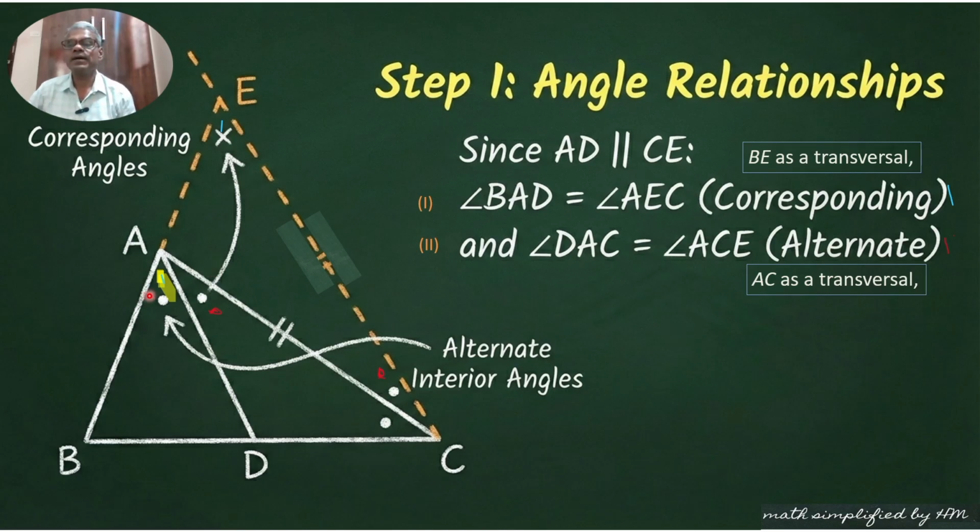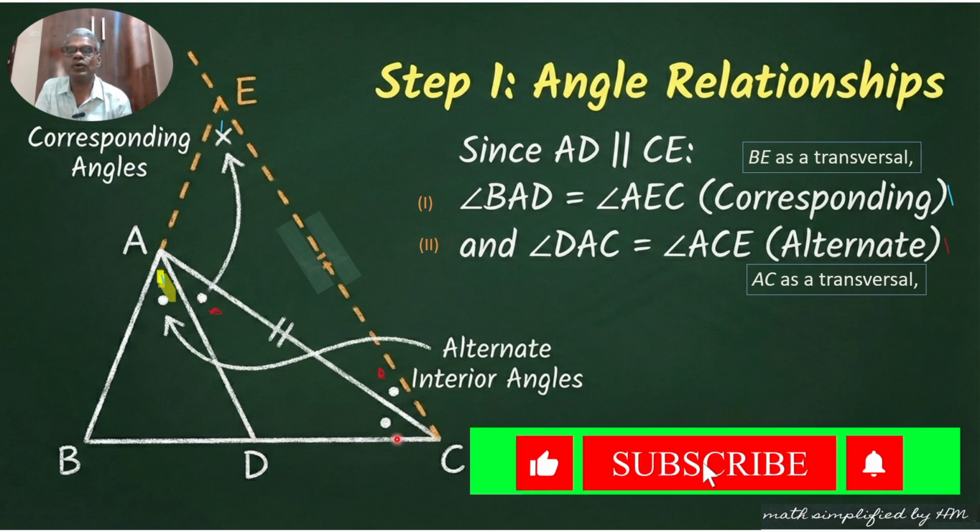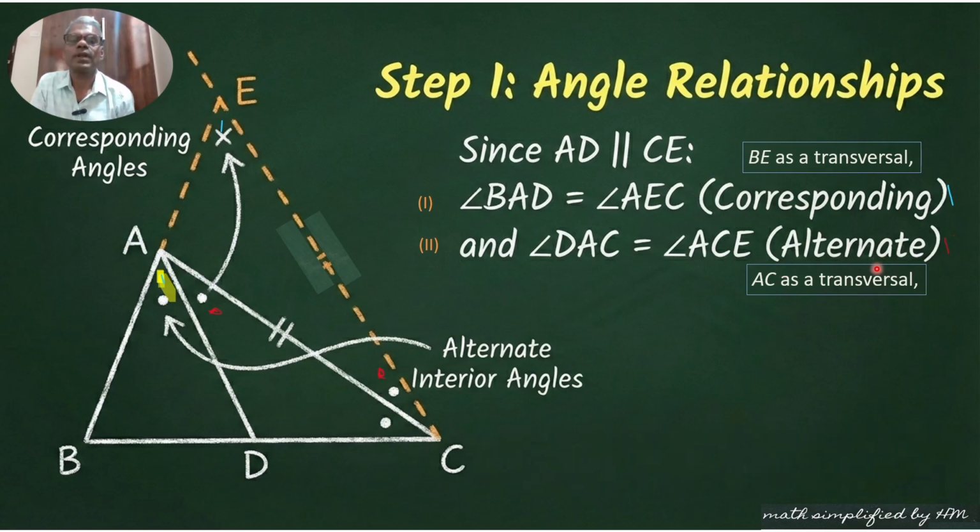First, taking BE as a transversal for the lines AD and CE, we get angle BAD is equal to angle AEC, corresponding angles. So this is our first pair. Then taking AC as a transversal, we get angle DAC is equal to angle ACE, alternate angles property. So in this step, we have seen the angle relationships. We are going to use these relationships in our further proof.